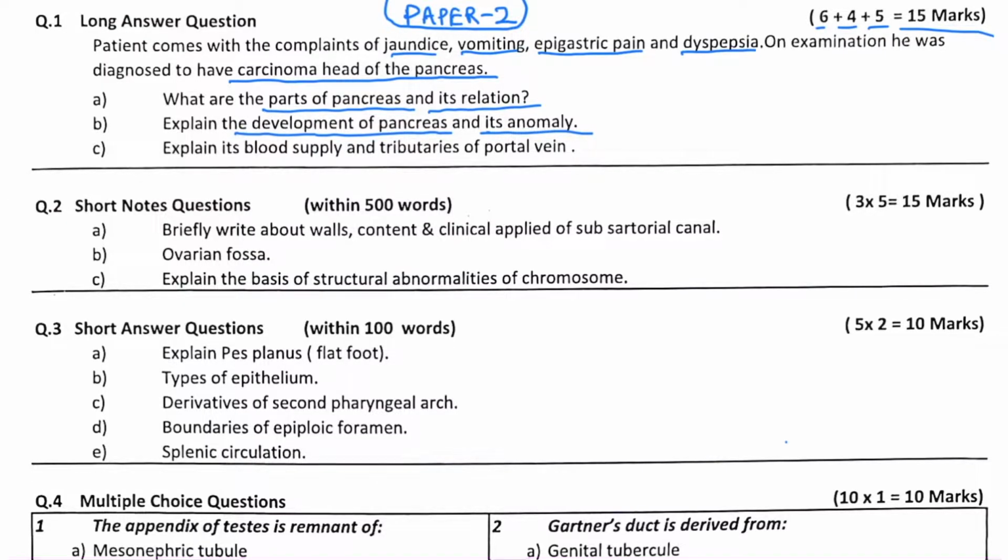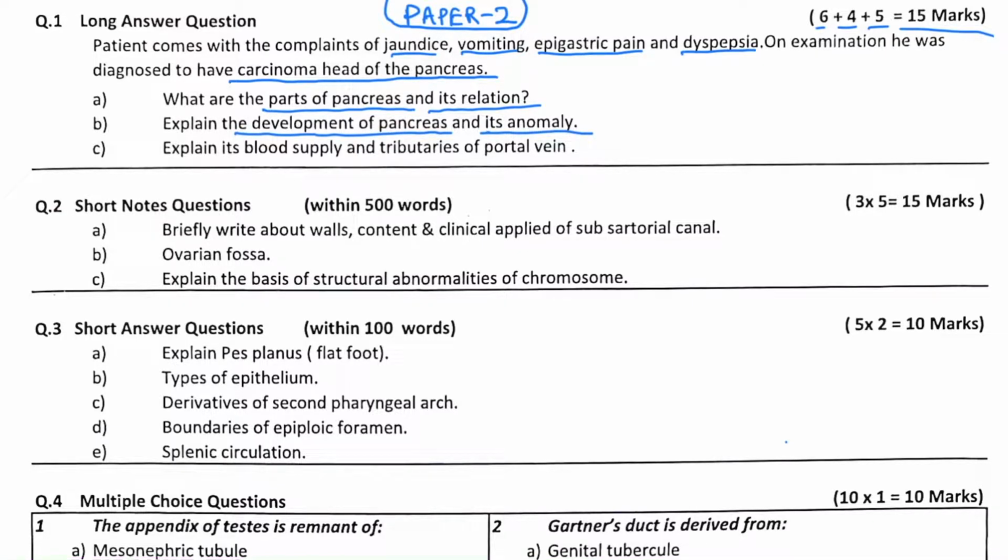Later on, with the rotation of the midgut loop, when the duodenum comes to settle on the right side of the head of pancreas, along with that, the ventral pancreatic bud also rotates laterally towards the right and reaches posteriorly to join the dorsal pancreatic bud. So the pancreas is formed by both the ventral and dorsal pancreatic buds. So obviously it will be endodermal in origin.